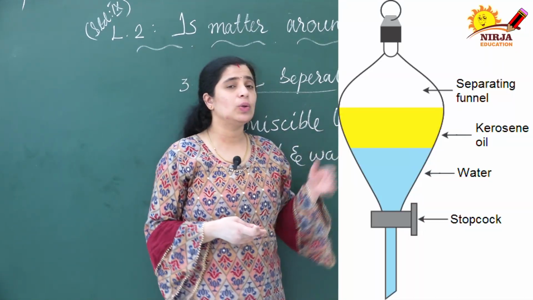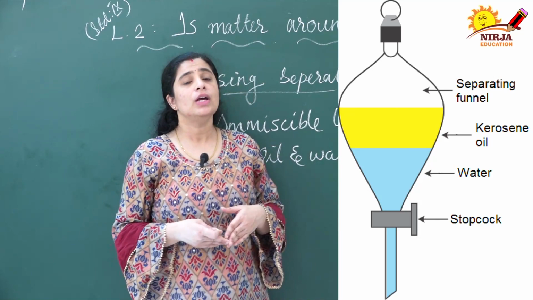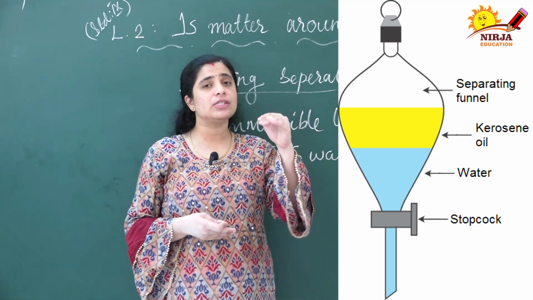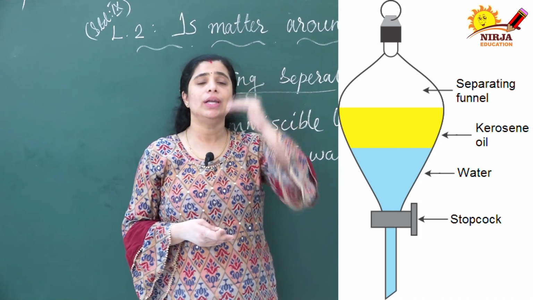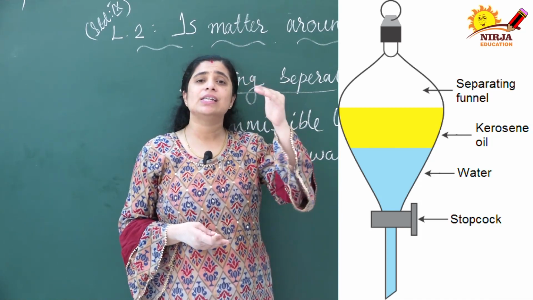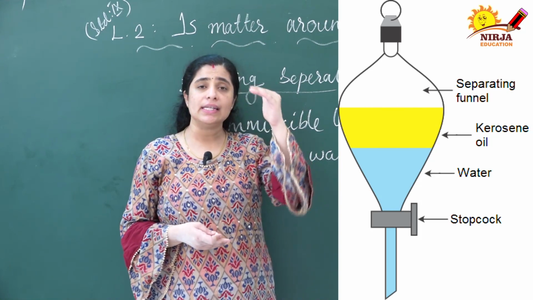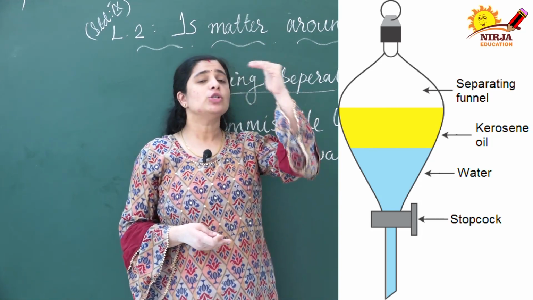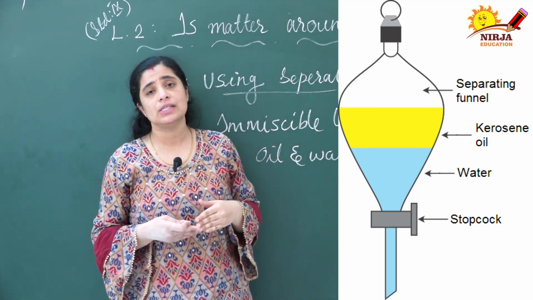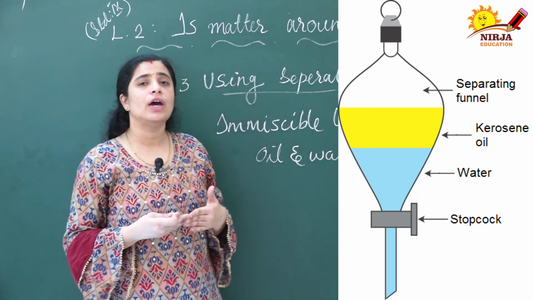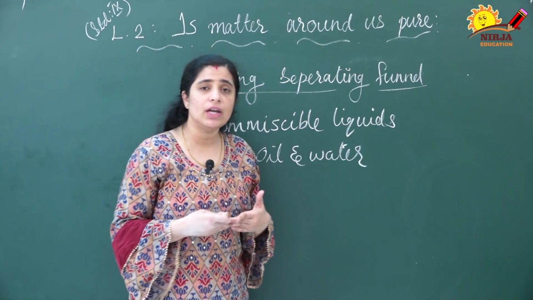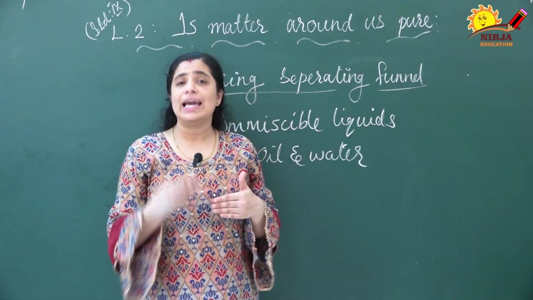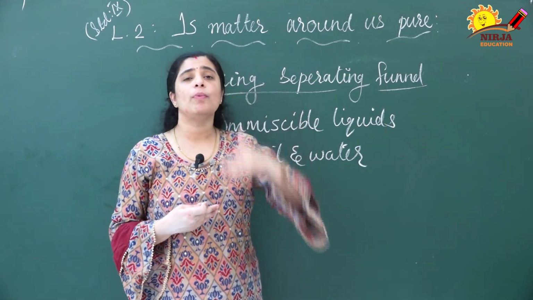Here on the screen you can see this separating funnel. When you take these immiscible liquids, after some time you can see two layers. The denser liquid will be at the bottom and the lighter will be at the top. So the principle we are using here is density difference. The heavier liquid will be at the bottom of the funnel and the lighter will be at the top of the funnel.